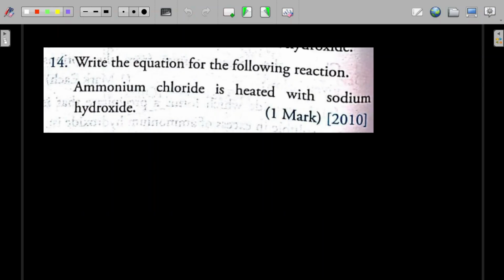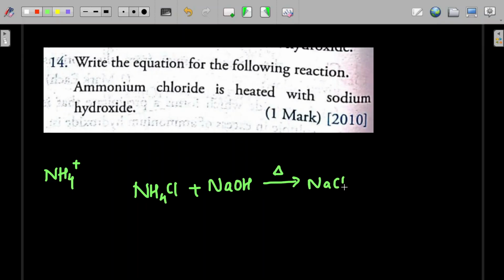Now, write the equation for the reaction. Ammonium chloride is heated with sodium hydroxide. Why have I included this? Because you also need to know the test for the ammonium ion, because that also comes under the cation. Ammonium chloride, or any ammonium compound, will not give you any precipitate with NaOH or even NH4OH. But when you take any alkali, here it is NaOH, and you heat it, you will get the respective salt, water, and ammonia gas.